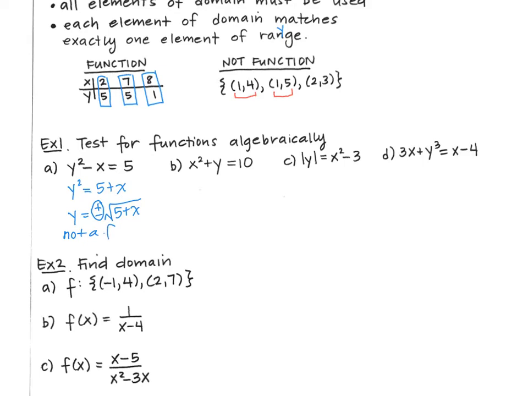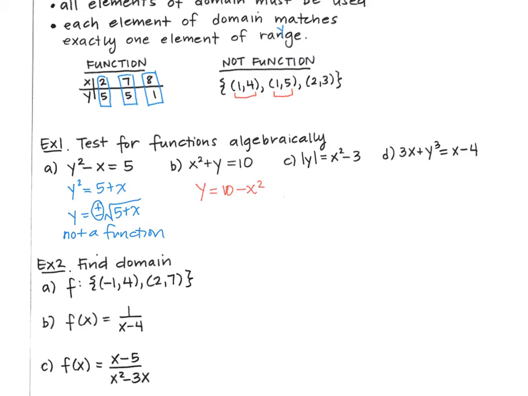Okay, I'm going to do one more the long way, and then I'll show you what the shortcut is. For the next one, it's x squared plus y equals 10. I'm just going to rearrange it real quick so it's solved for y. y equals 10 minus x squared. And then I just need to ponder that.